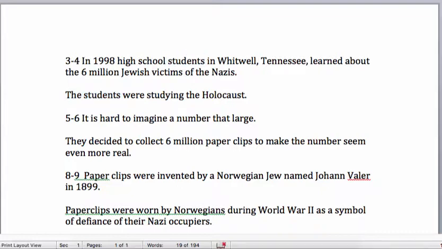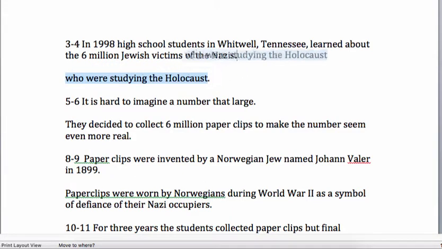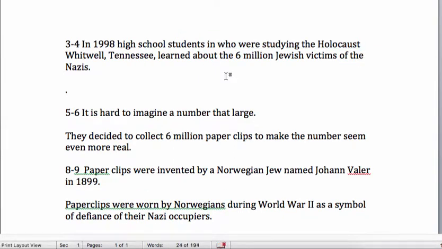First sentence says in 1998, high school students in Whitwell, Tennessee learned about the 6 million Jewish victims of the Holocaust. The students were studying the Holocaust. All we need to do is get rid of students and we put who. We got who were studying the Holocaust. It was the students. We take it and we put it right by students. I hope this works. There we go. And we got it.